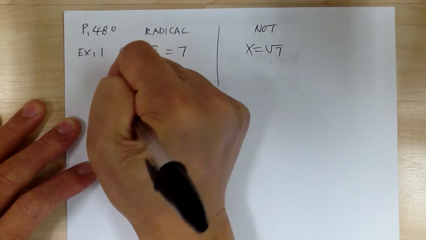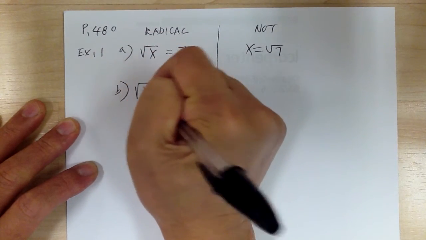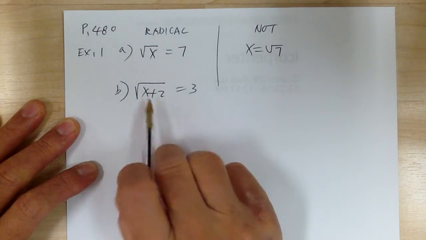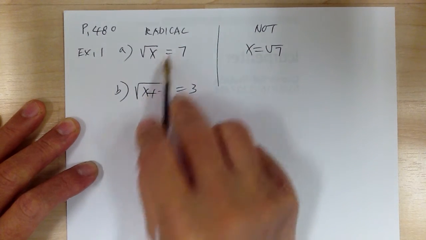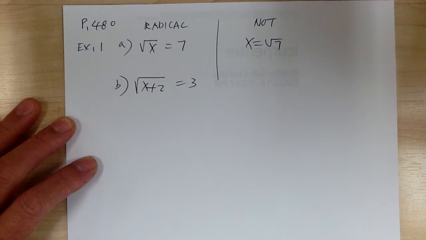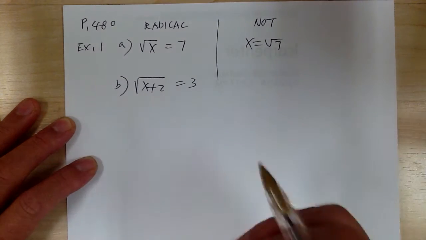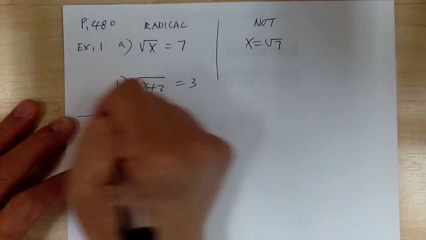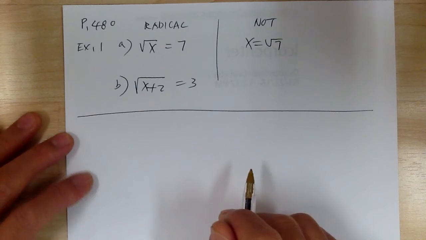So example B, you have square root of x plus 2 equal to 3. Again, see the variable is inside the square root. So this is a radical equation. Okay? So if you look at example C, again, as soon as you have a variable inside the square root, it's a radical equation. Now let's go over how to solve radical equations.